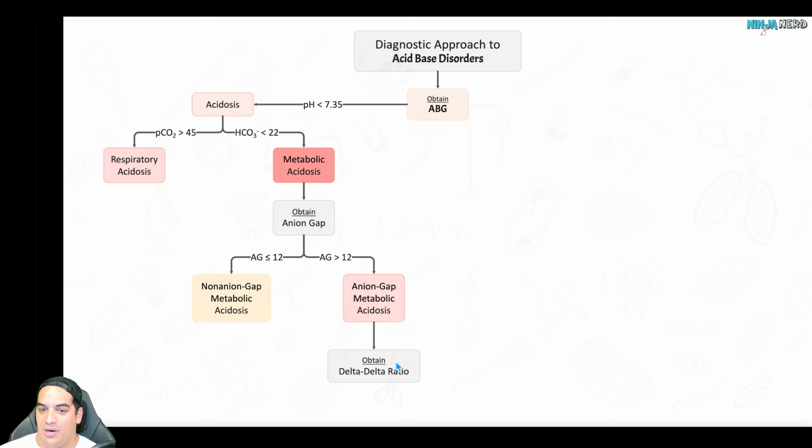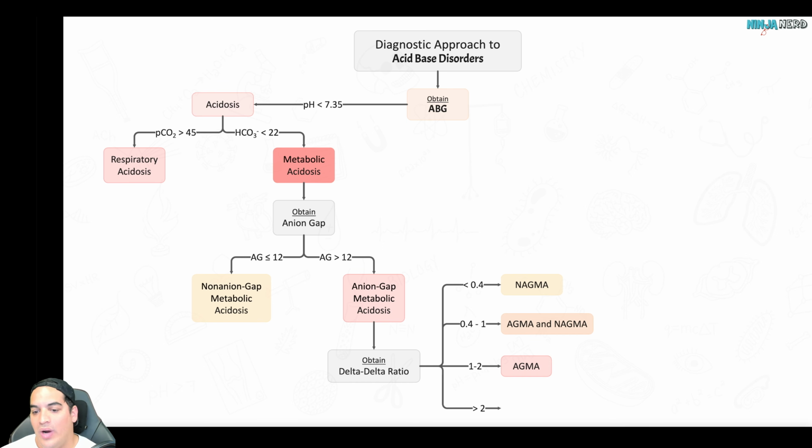further go forward and check what's called the delta-delta ratio, because sometimes people can have an AGMA as well as mixed diseases. When you check the delta-delta ratio, you're basically checking the difference in the anion gap over the difference in the bicarb. And based upon that, you get a ratio. Less than 0.4, it's a pure NAGMA. If it's 0.4 to 1, it can be an AGMA and a NAGMA combined. If it's 1 to 2, it's a pure AGMA. And if it's greater than 2, it is an AGMA and a metabolic alkalosis.